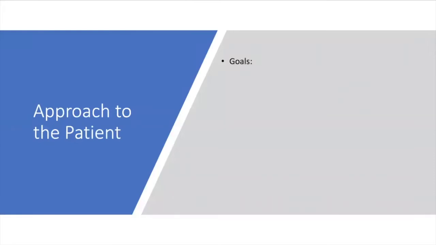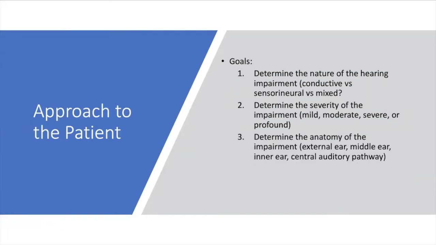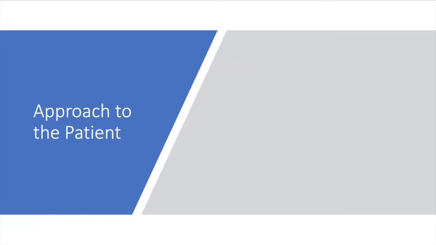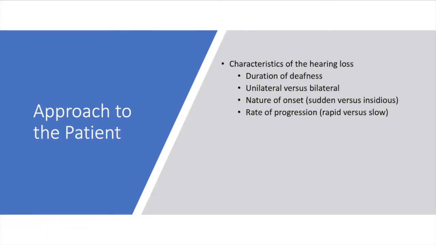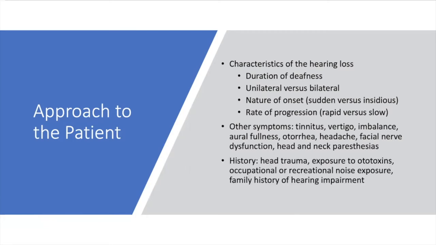The goals in the evaluation of a patient with auditory complaints are to determine the nature of the hearing impairment, the severity of the hearing impairment, the anatomy of the impairment, and the etiology. Presence of signs and symptoms associated with hearing loss should be ascertained. The history should elicit characteristics of the hearing loss, including the duration of deafness, unilateral versus bilateral involvement, nature of onset, and rate of progression. Other associated symptoms and pertinent history should be obtained.